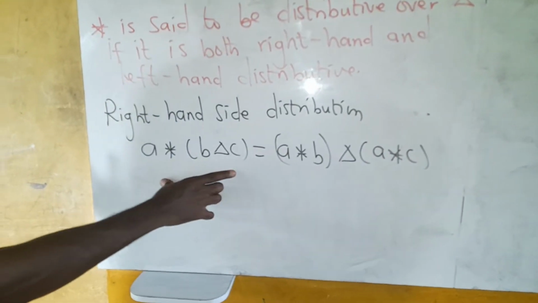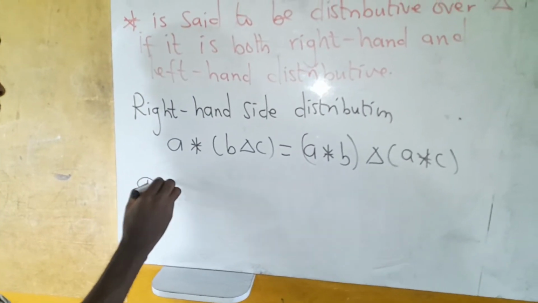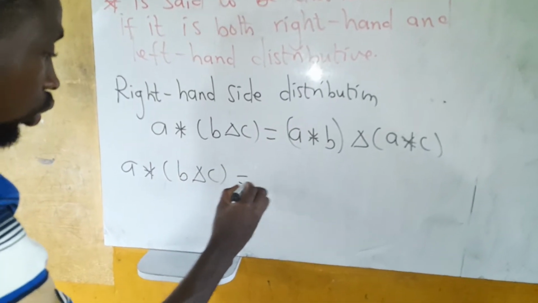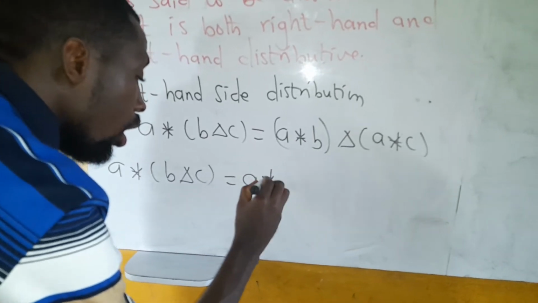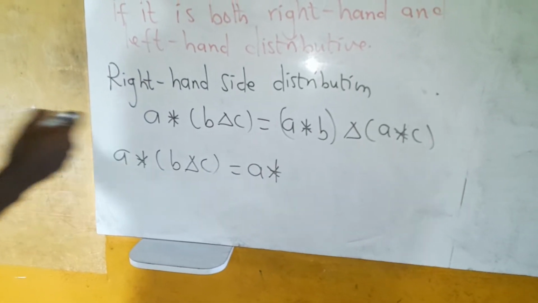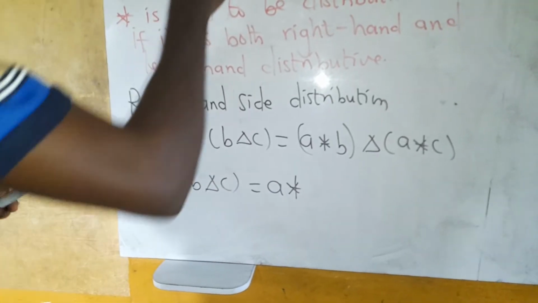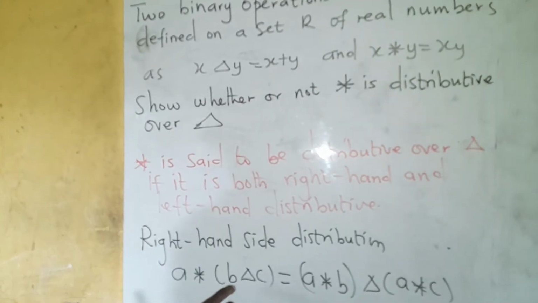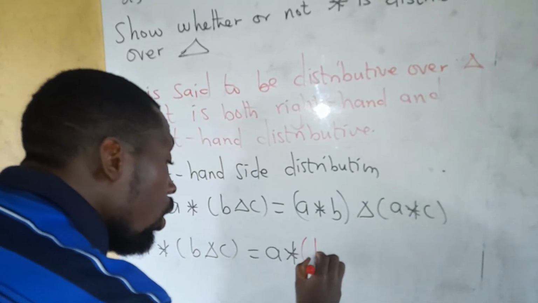So now let's pick the left hand side. That's A star B delta C. So how do we do that? Remember, we have A star, then we solve what is in the bracket first. That's B delta C. So x delta y is x plus y. Then B delta C will be B plus C.